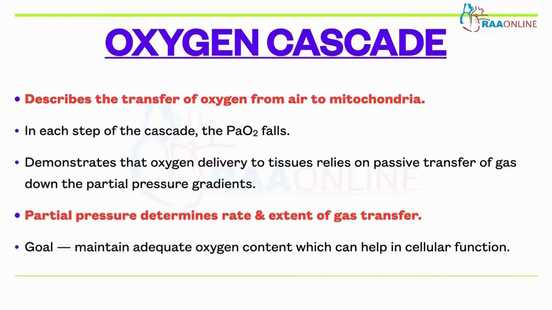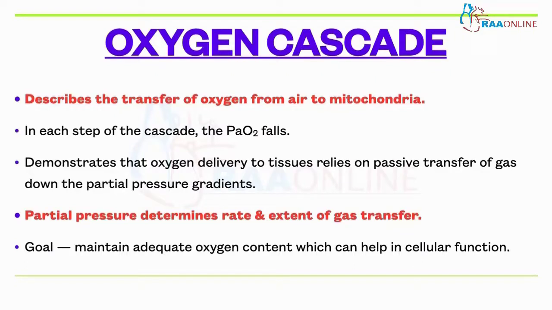The oxygen cascade describes the transfer of oxygen from the air to the mitochondria. Now, if you look at the oxygen cascade, in each step of the cascade, the partial pressure of oxygen falls. What does the oxygen cascade tell you? It demonstrates that oxygen delivery to the tissues relies on passive transfer of gas down the partial pressure gradient.